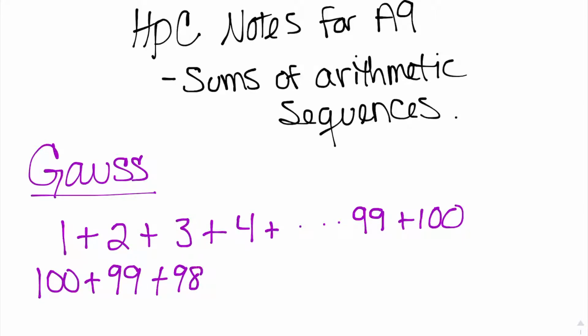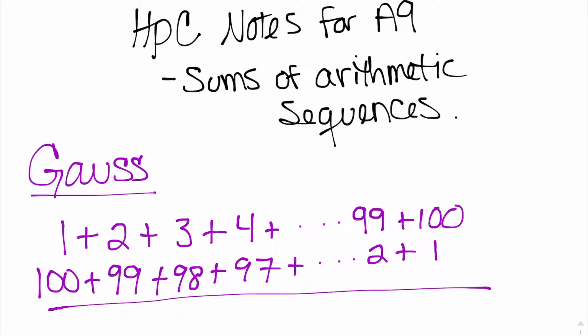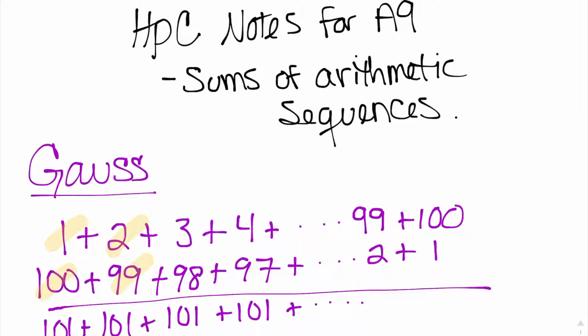And so he's doing this all the way down. And then he takes a look and he says, well, if I add 1 plus 100, I get 101. If I add 2 and 99, I get 101. And wouldn't you know, if I add 3 and 98, I get 101. 4 and 97, I get 101. That works all the way down to the end where I have 99 plus 2 is 101. And 100 plus 1 is 101.